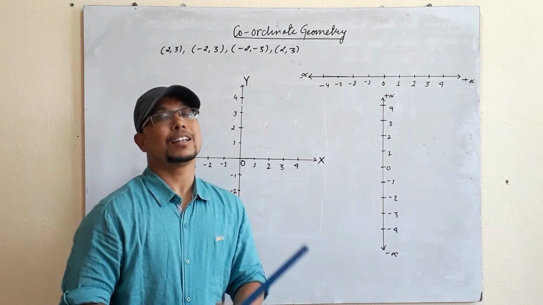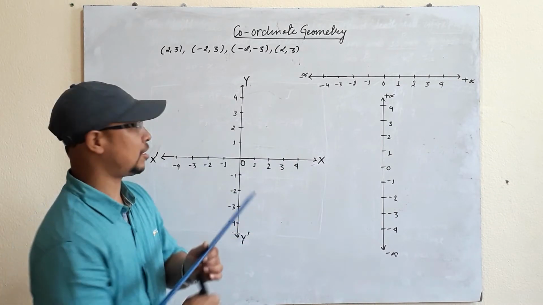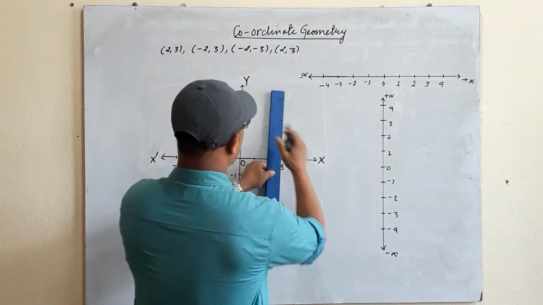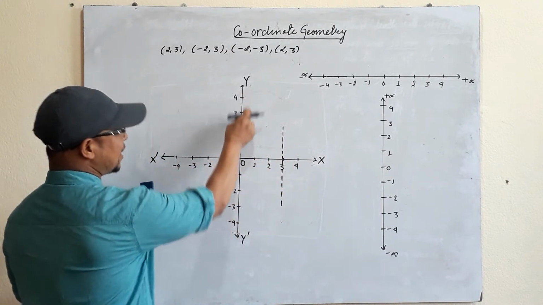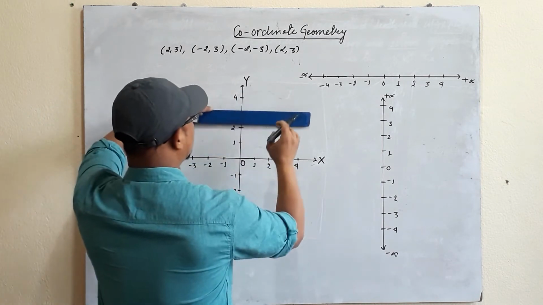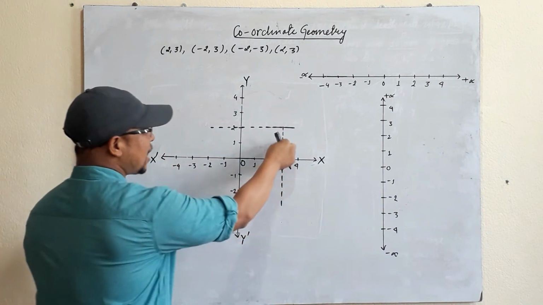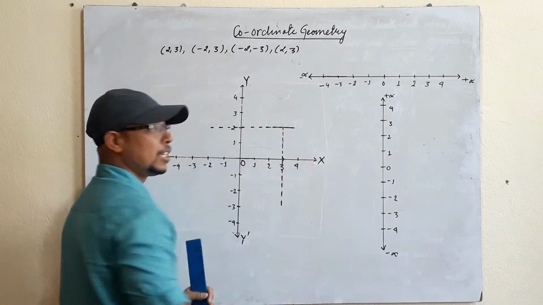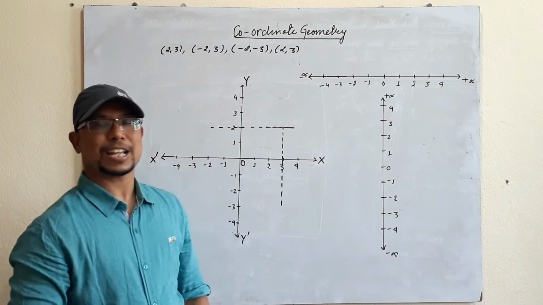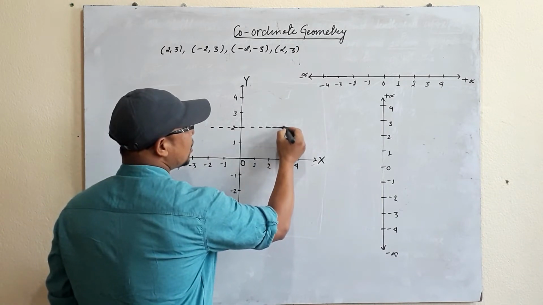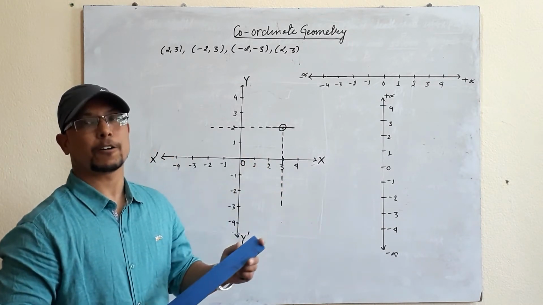Now the lines parallel to the x-axis and y-axis intersect at a point. Let us suppose this is a line parallel to the y-axis, let me draw it like that, and now another line, this is parallel to the x-axis. Always the lines parallel to the x-axis and y-axis intersect at a fixed point, and this point is called the coordinate point or vertex.